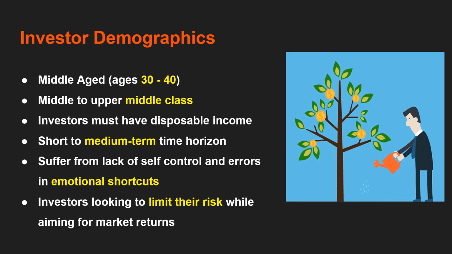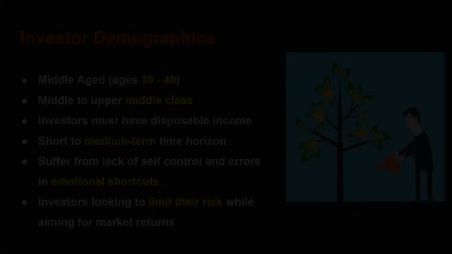The investors using our strategy suffer from a lack of self-control and commit errors using emotional shortcuts. For example, they may trade emotionally and buy shares of a company after it has run up a lot, when in reality, it was overbought and they did not do their proper due diligence. Investors using this trading strategy will not be subject to emotional errors or lack of self-control, as the trading strategy has specific rules when to buy or sell a security. The ideal investor is looking to limit their risk while aiming to maintain market returns.